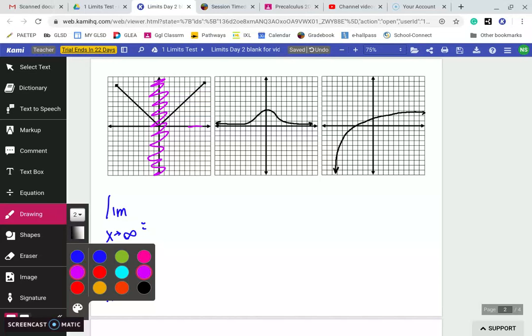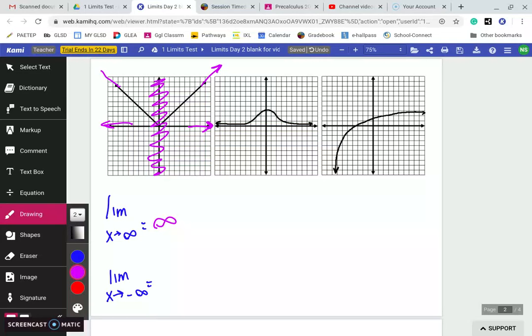If I were to extend this to the right as far as I could, this piece of the graph would keep going up and up and up forever. If I could extend my computer somehow, it would be way up here and it would just keep going up and up and up. So as x goes to the right, my y values are going towards positive infinity. As my graph is going to the left, what's happening to my y values? Well, they're also going up. So both are going towards positive infinity.